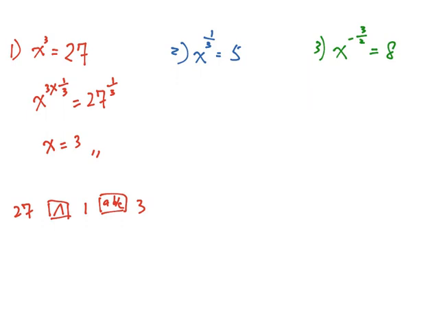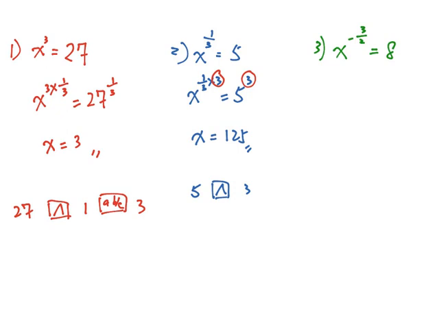For question 2, this time the power is 1/3. So oppositely, we need to make the power become 1. For a fraction, we don't like the denominator, so we need to times 3 to cancel the 3. So at the same time, 5 also needs to have power 3. Remember, both sides be fair. Then the left hand side becomes x. For the right hand side, you can use a calculator. 5 power 3. Then you can get the answer 125.